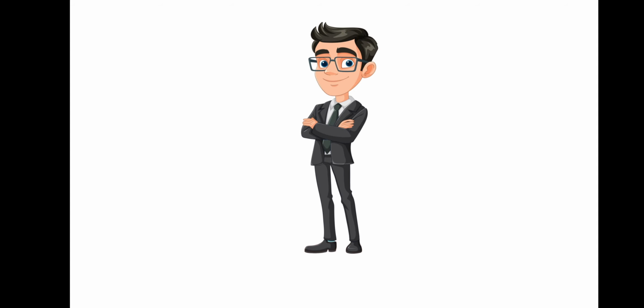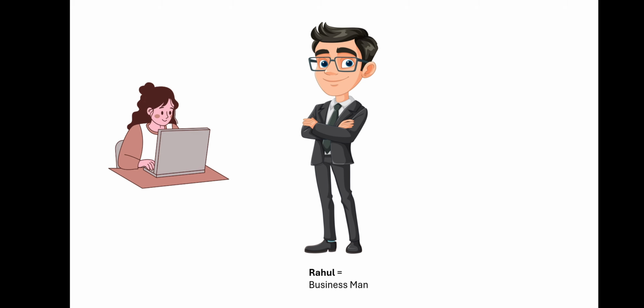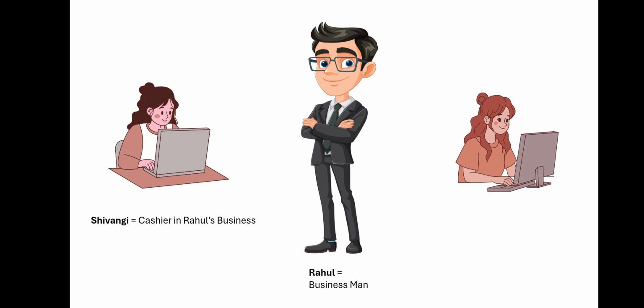So there's a guy whose name is Rahul. Rahul is a businessman. As you know, Rahul does cash transactions in his business, but he also does bank transactions as well. Whenever Rahul does a bank transaction, he tells about it to his cashier, that is Shivangi. But when Rahul does a bank transaction, he also tells it to the bank officers as well, and we have our bank officer here who is Amy.